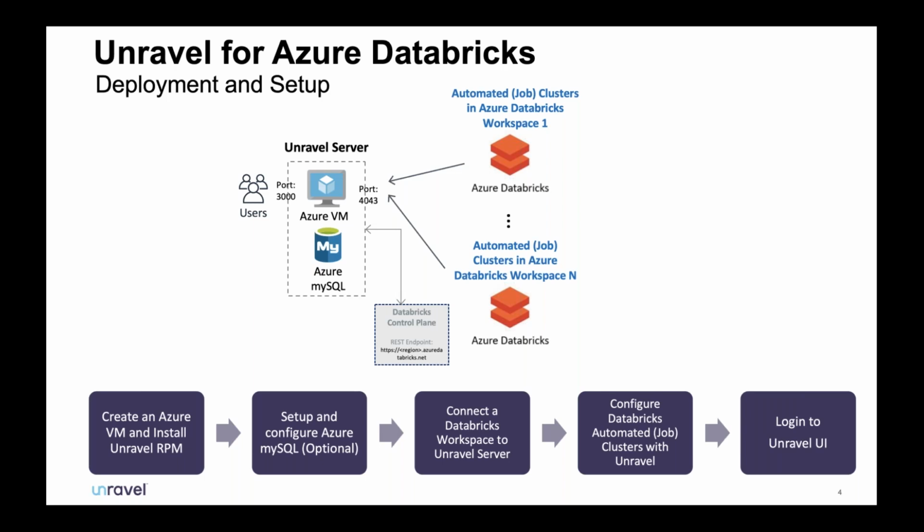Once that's done, there are some bootstrap scripts that you need to deploy on the Databricks workspace to allow the Unravel server to connect to your workspaces. And then there's some configuration with the Databricks automated job clusters. We are also shortly coming out with interactive server support in the coming days. And once that is set up, you just simply log into the Unravel UI.